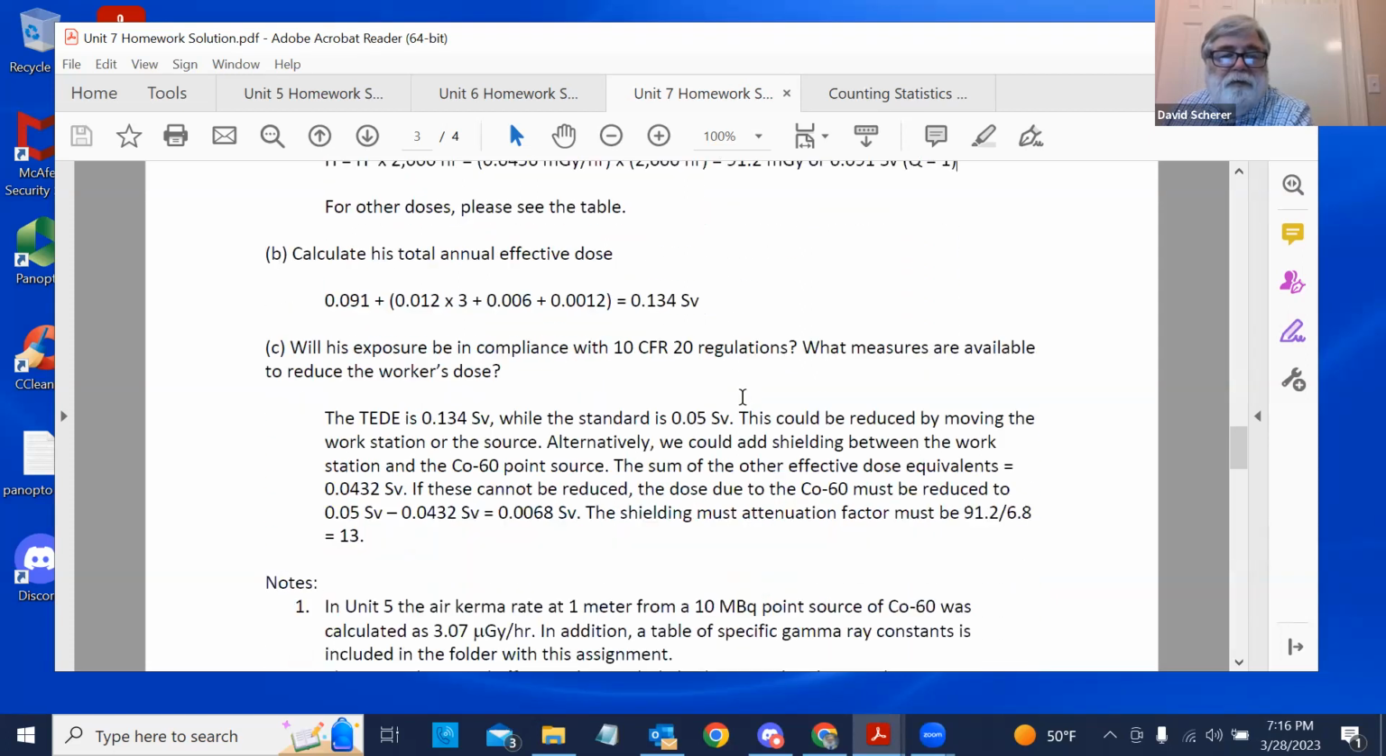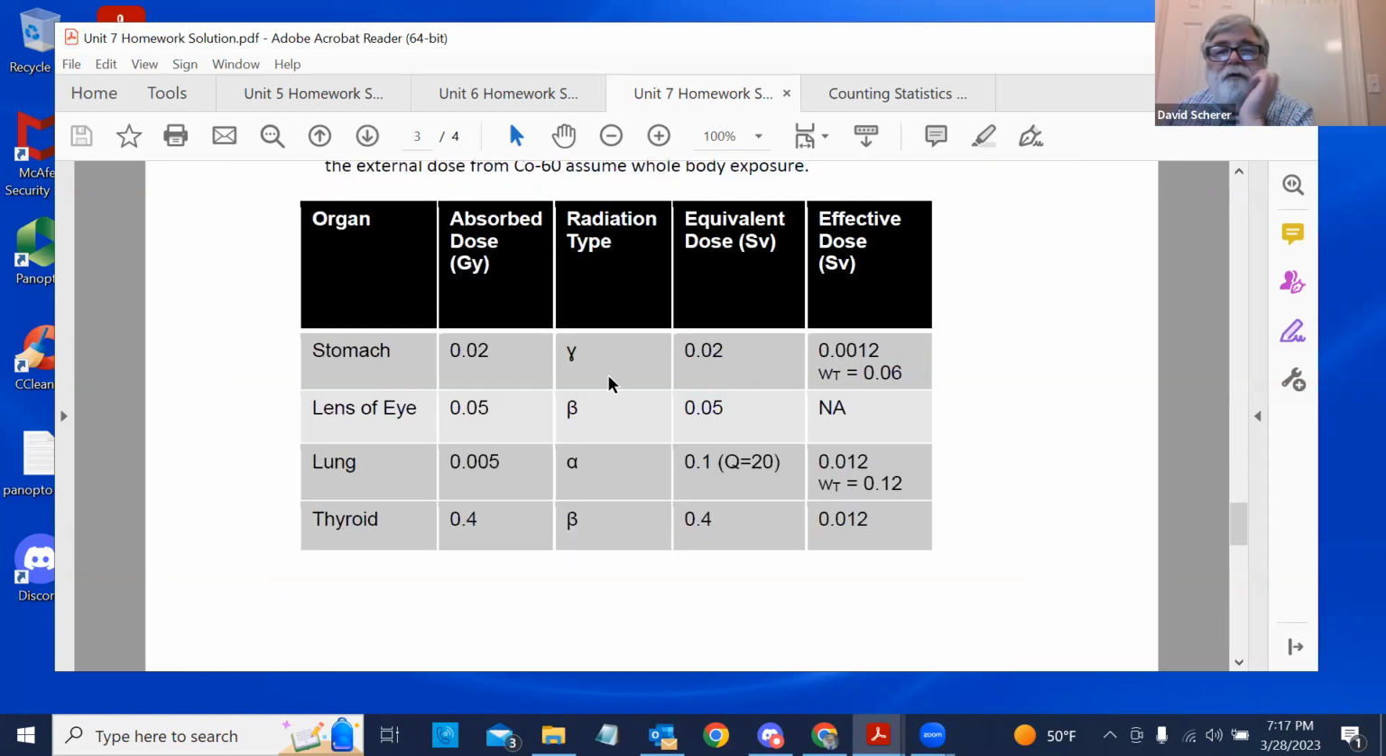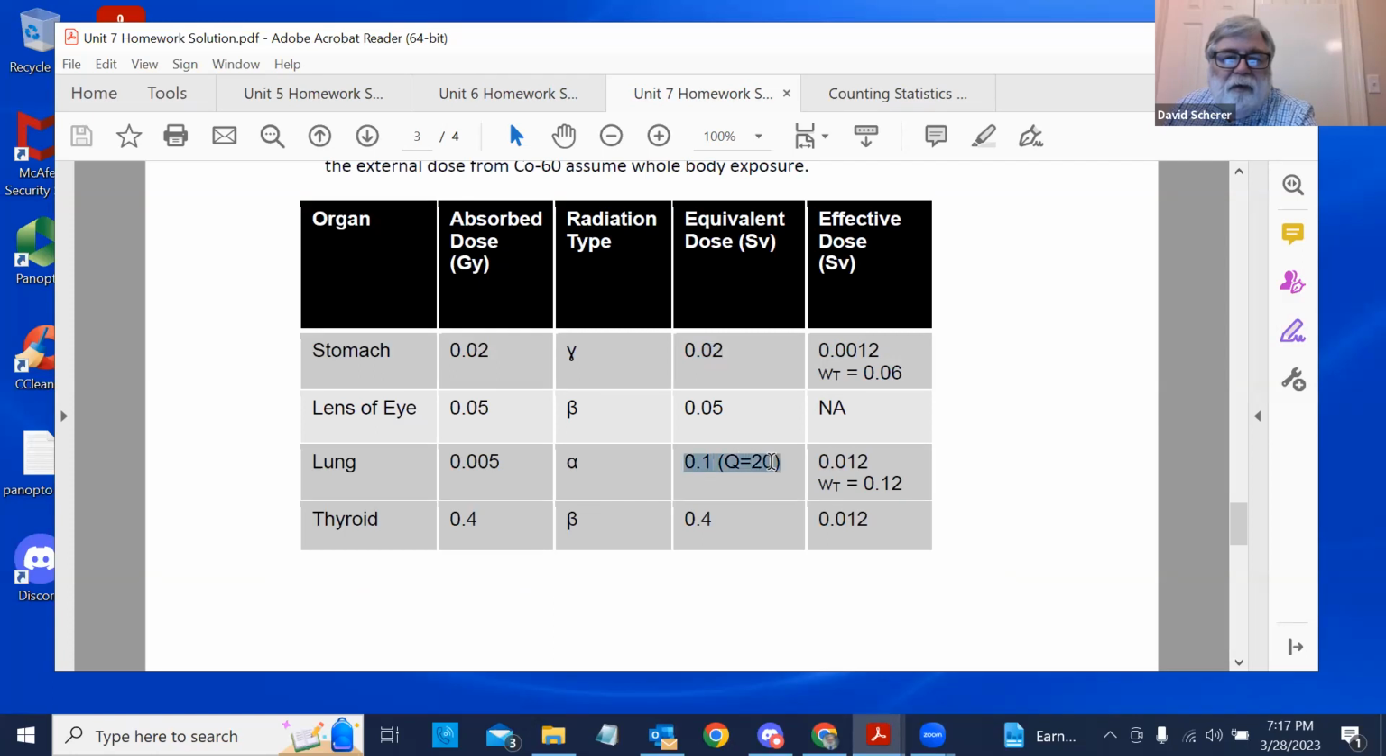The person also had other exposures. What are the doses for those? We just did a problem like this last time. We had an absorbed dose, and we want to know what the equivalent dose is. We multiply by the quality factor. For the lungs, alpha has a quality factor of 20. For betas and gammas, they stay the same. The equivalent dose is equal to the absorbed dose, quality factor is 1. The one that changed is the quality factor of 20 for lungs.